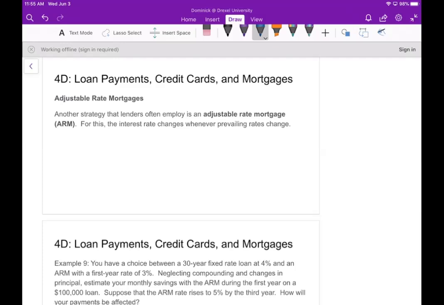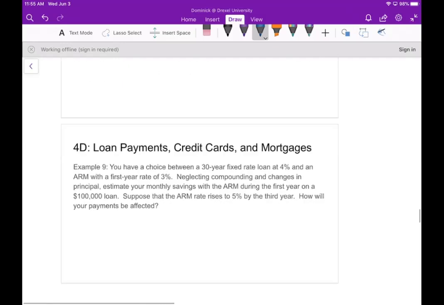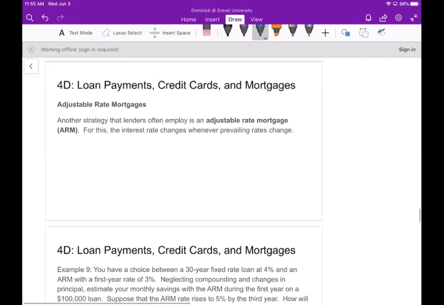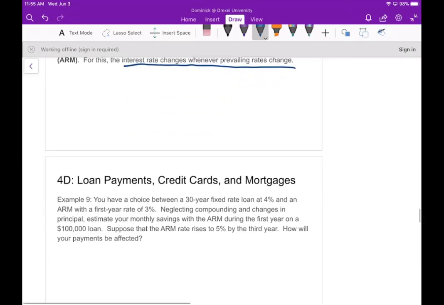Okay. Now, the last thing that we'll discuss here is what's called an adjustable rate mortgage. So this is sort of the other option. On the other hand of a fixed rate mortgage, you can get a mortgage for which the interest rate will change as rates on the market will change, right?